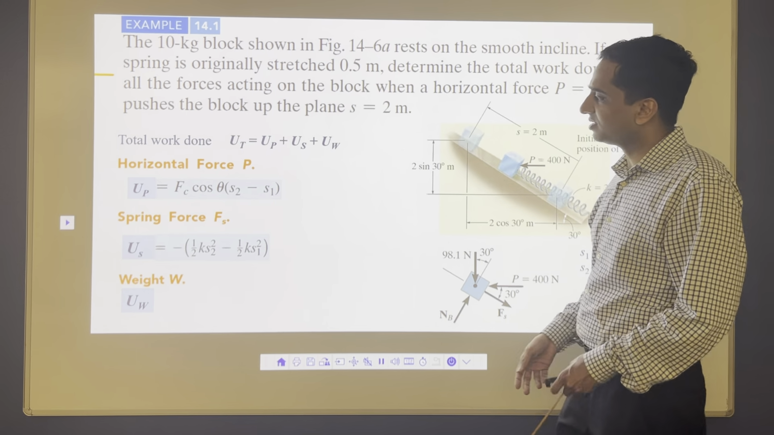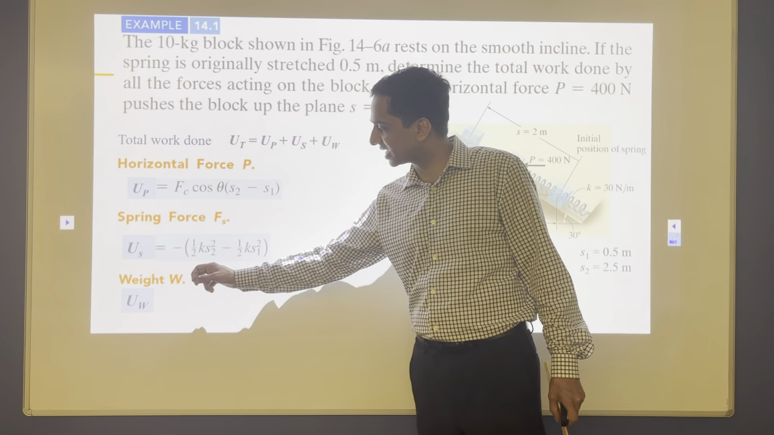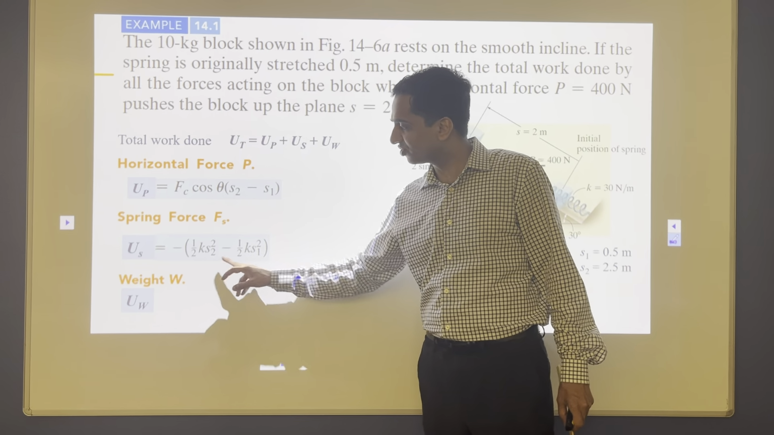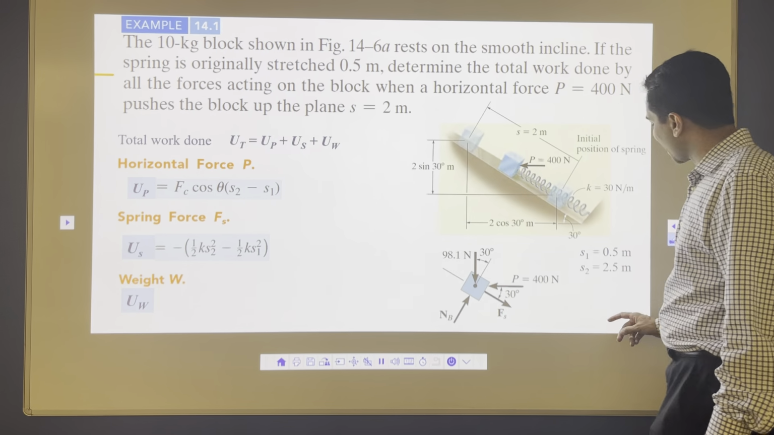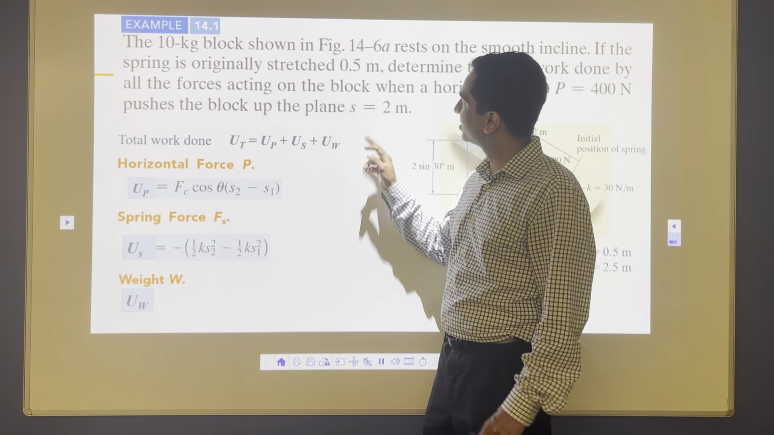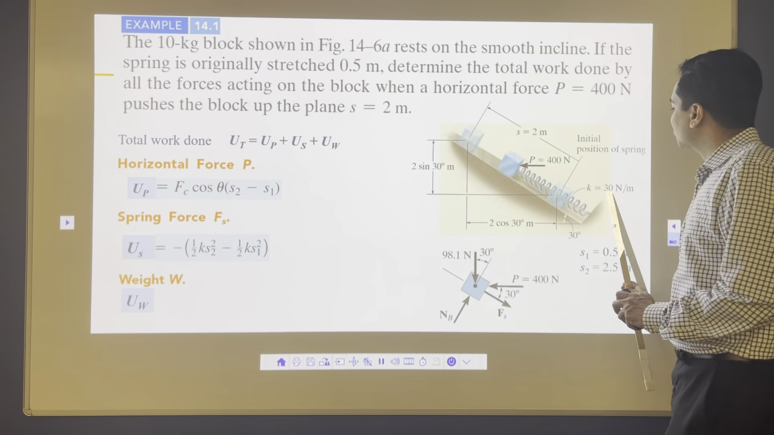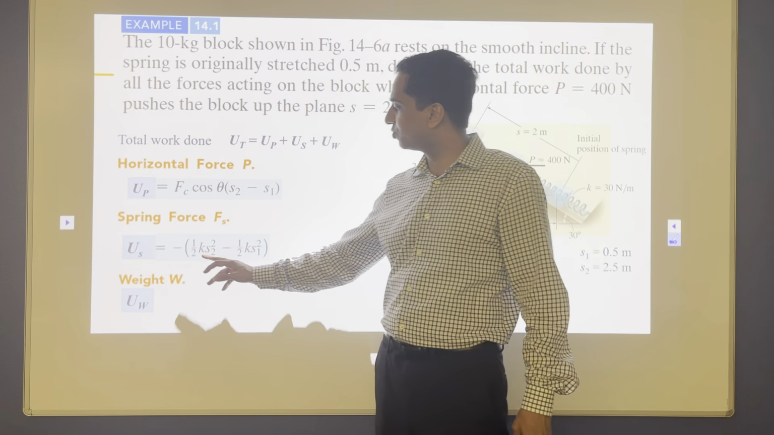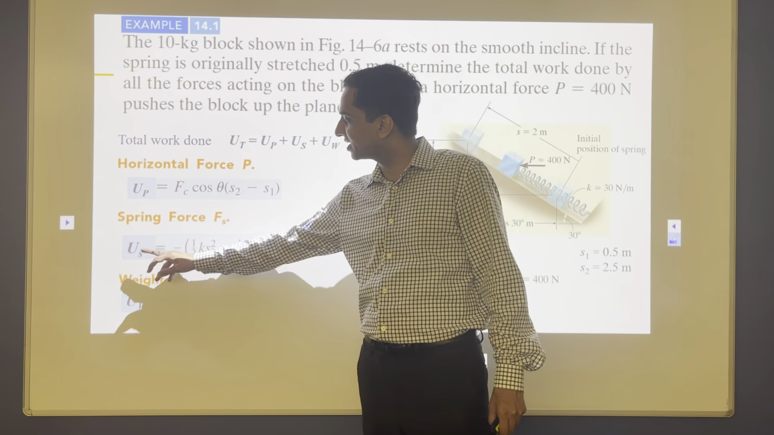Then the second part is a spring force, minus sign because it is pulling, and then S2 minus S1. Now for this one, S2 is again 2.5, S1 is 0.5, and K is given. The value for K here is 30 Newton per meter, that's your spring constant. I am going to put that value here, and I can calculate spring force.